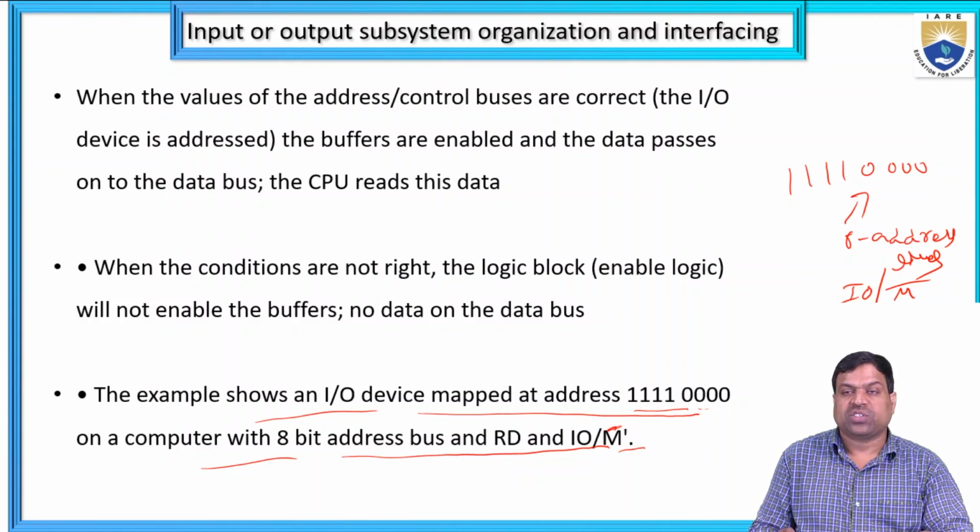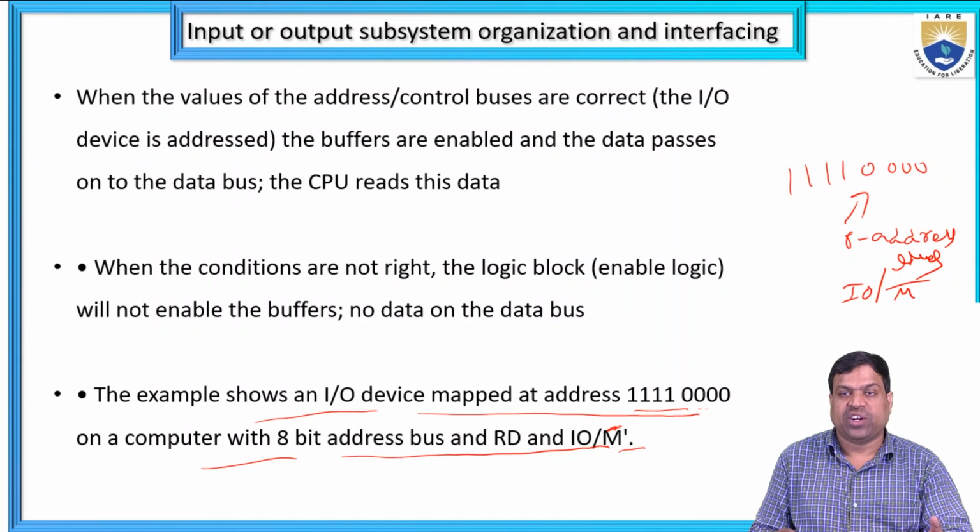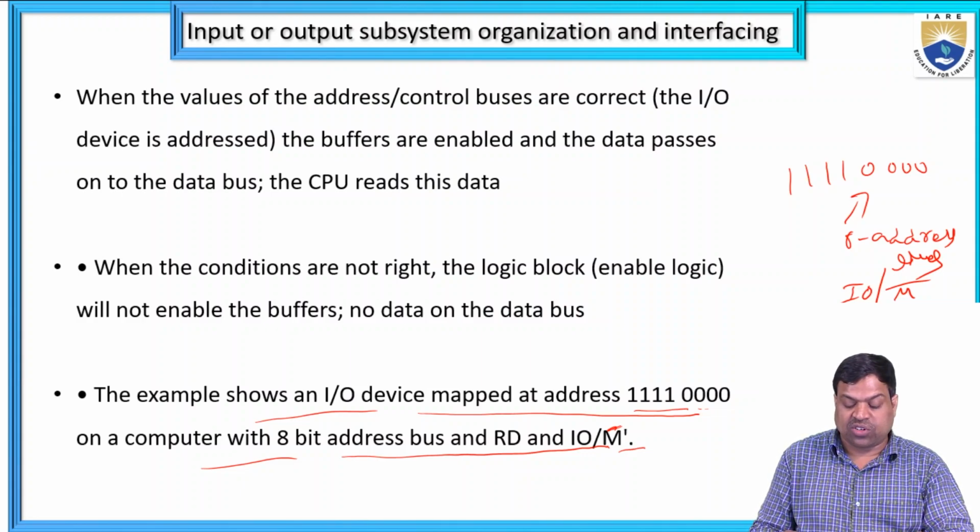So when the values of the address and control buses are correct, the input-output device is addressed, the buffers are enabled and the data passes on the data bus. The CPU reads the data. Whether it is a read operation or a write operation depends on your address lines. And if the conditions are not right, the logic block will not enable the buffering. No data on the data bus.